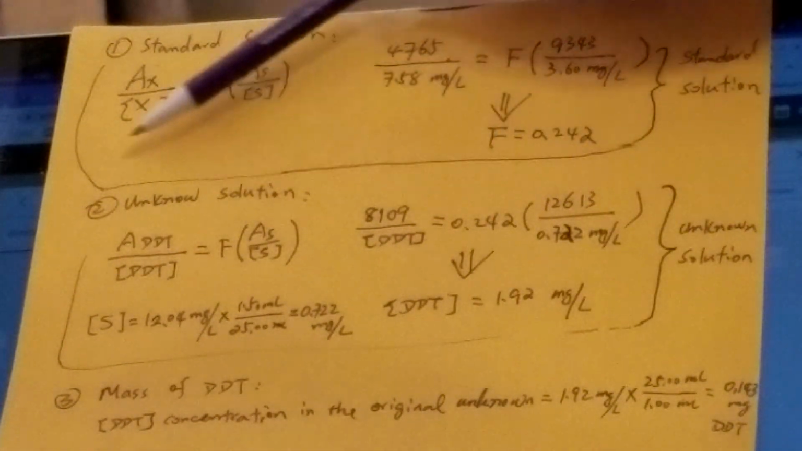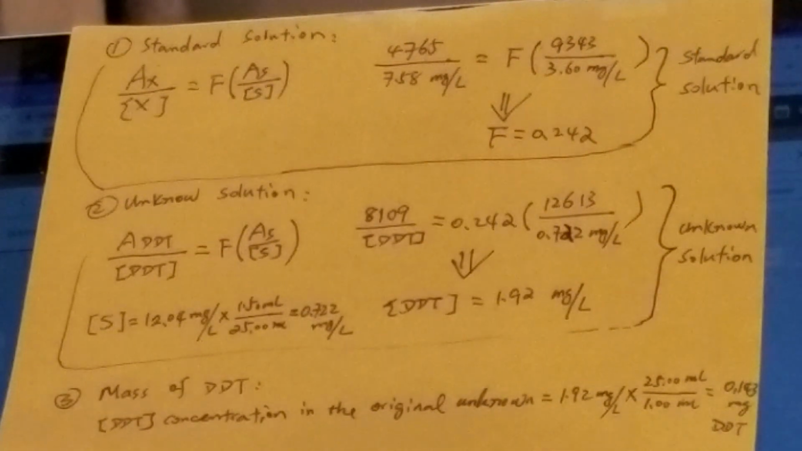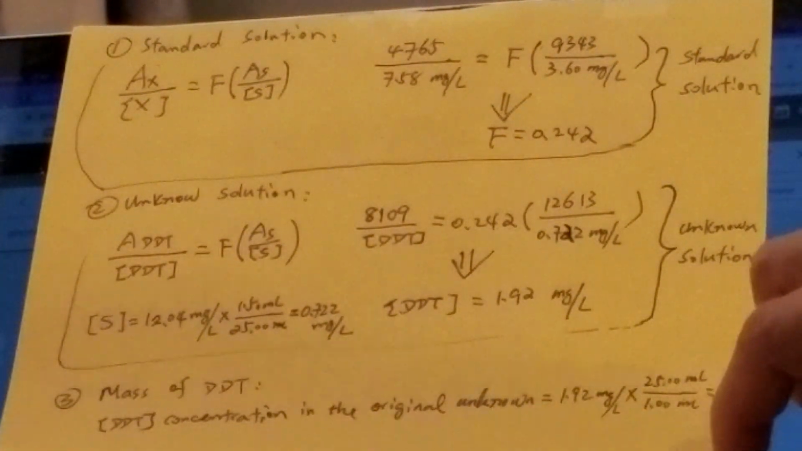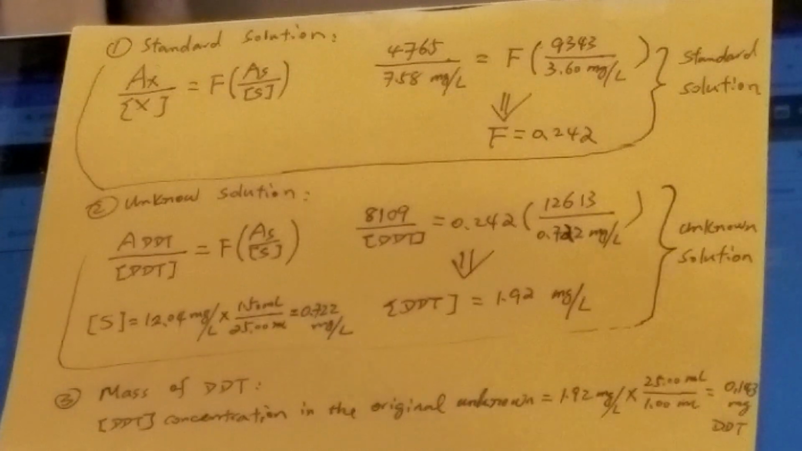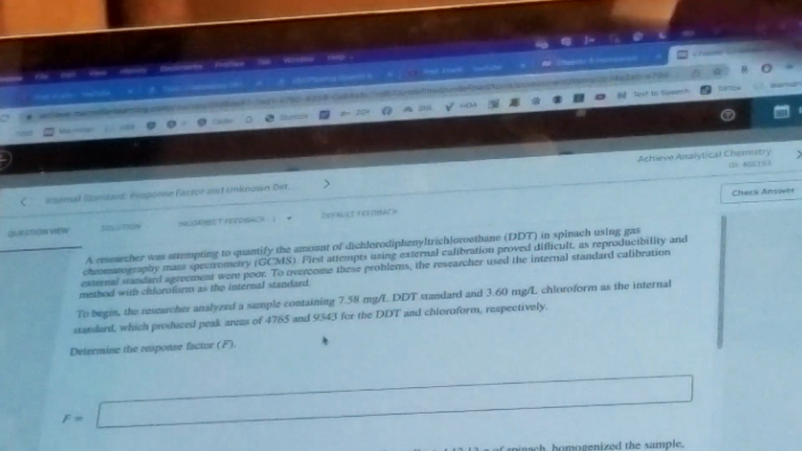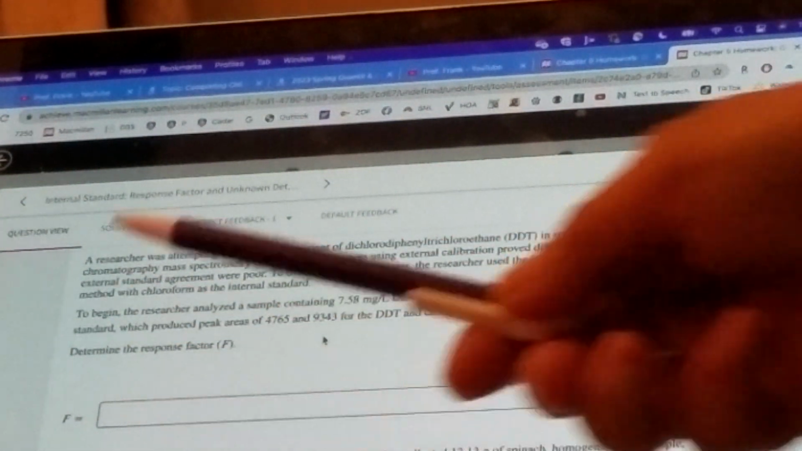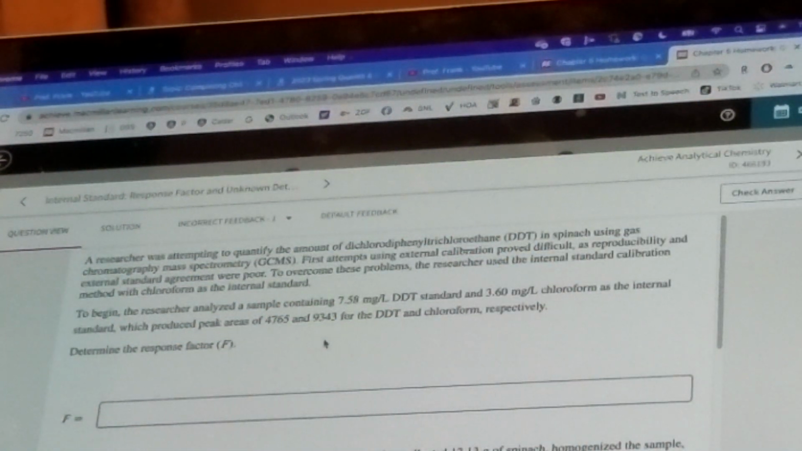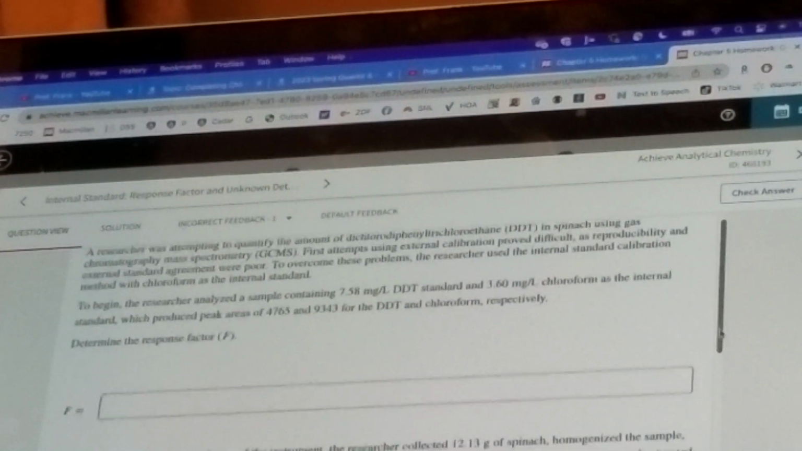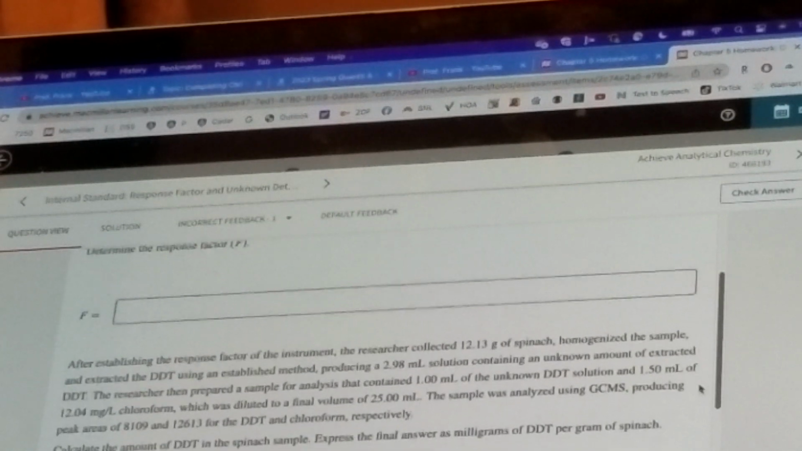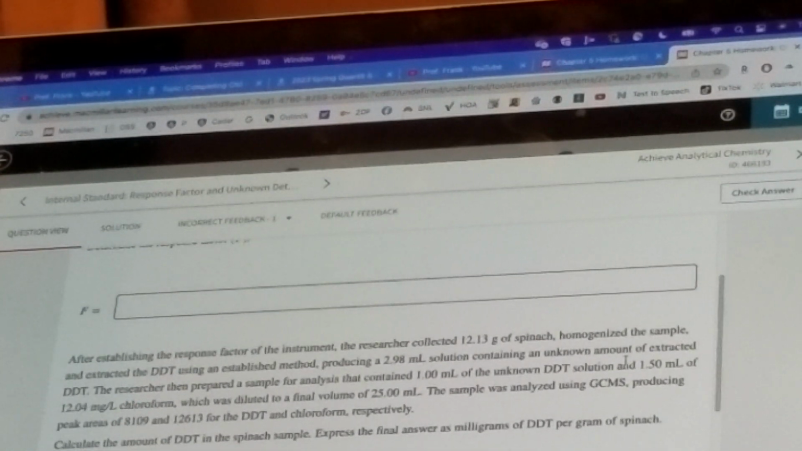Right now, what we use here is the standard solution. Standard solution means you know everything. That's what you prepared. So everything here is the standard solution. Once you find out the F, now you will use the F to further find out the concentration of DDT in your unknown sample.